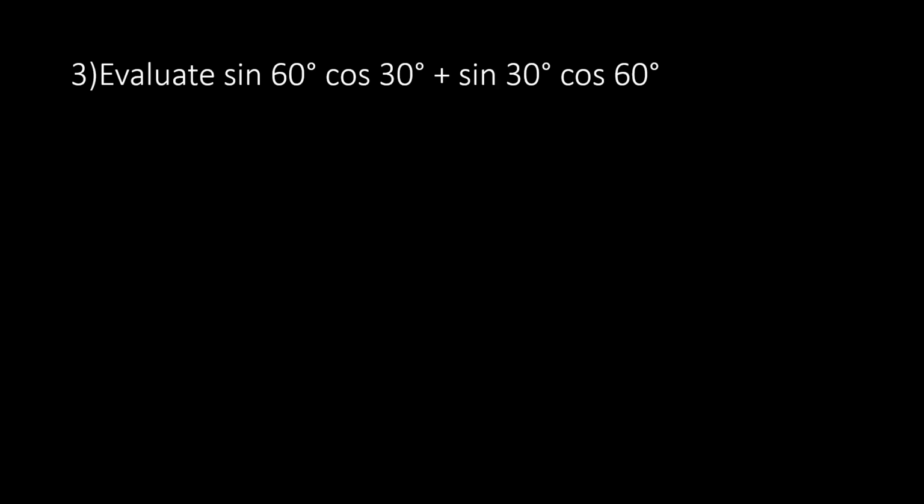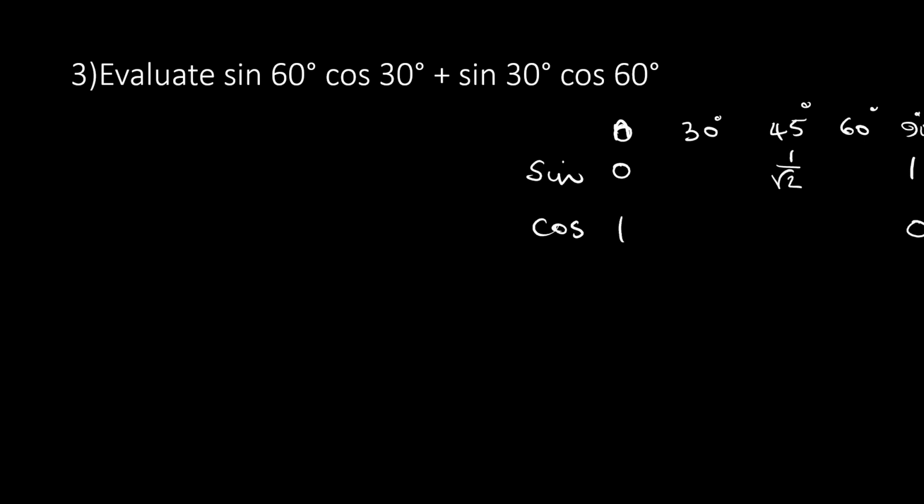Evaluate sin 60 cos 30 plus sin 30 cos 60. For this we will again write this table of sin and cos. This is 0, 30, 45, 60 and 90. This is 0 and 1, 1 and 0, 1 by root 2, 1 by root 2, 1 by 2, root 3 by 2, root 3 by 2, 1 by 2. Now from this table we can take these values.